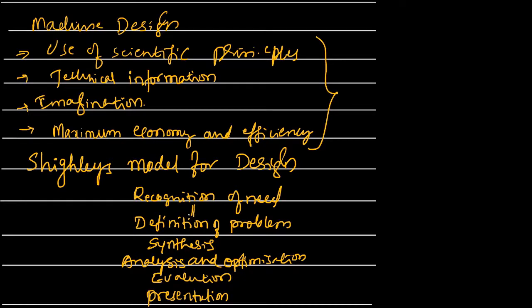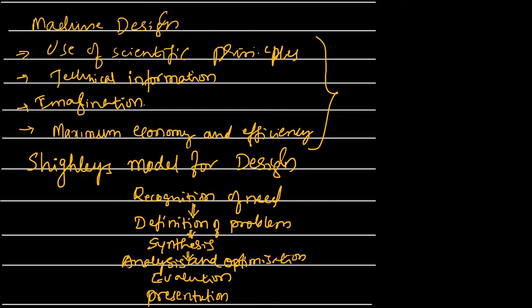First you need to collect the problem definitions. That means the recognition of need: what is the requirement of the society, or of a particular person, or of a particular company. Based on those needs you need to define a problem here. Next you go for synthesis: what type of components you need to adopt, what type of mechanisms you need to adopt to fabricate or construct that particular machine.